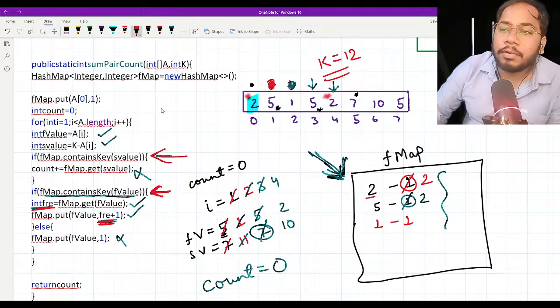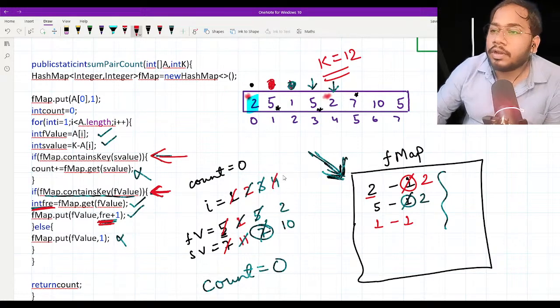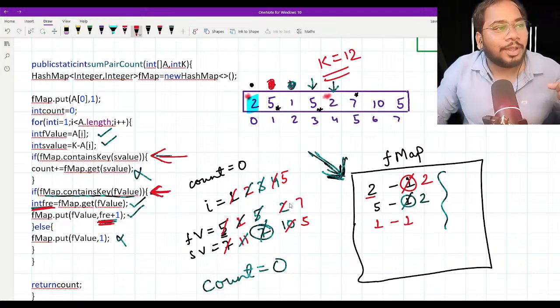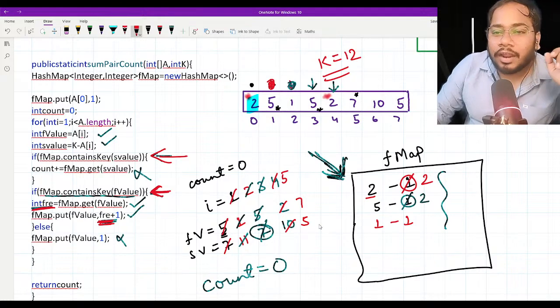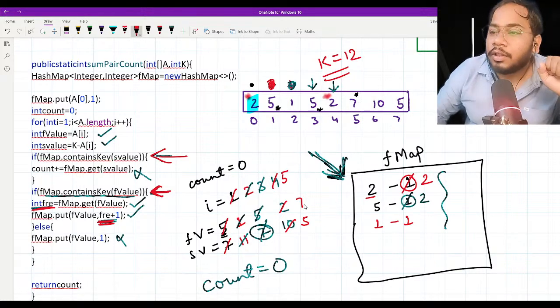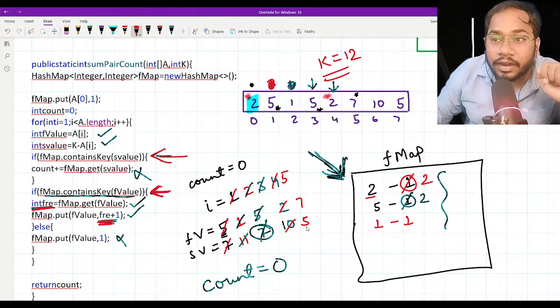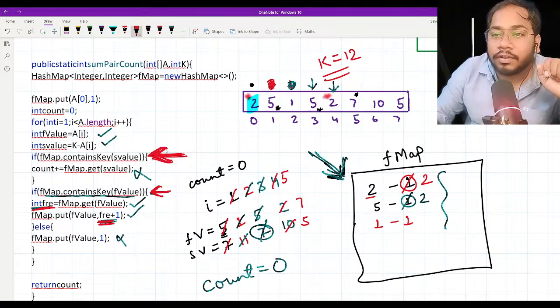Again do i++. So it will be 5, this will become 7 and this will become 5. Now is the time, guys. Please pay so much attention. We are at the crucial stage. Is 5 present? We are checking that here. Yes, this is the first time we will go inside this loop. Yes, 5 is present.